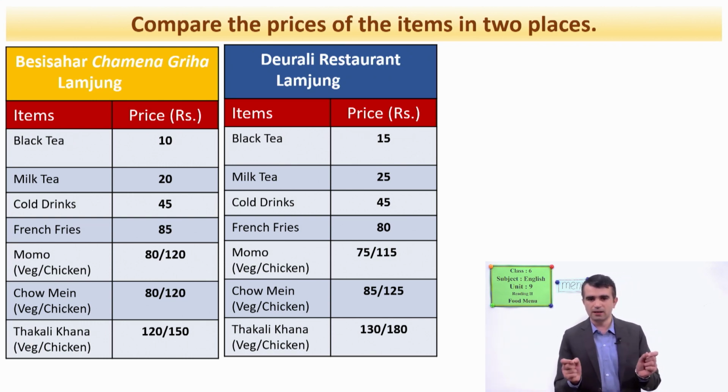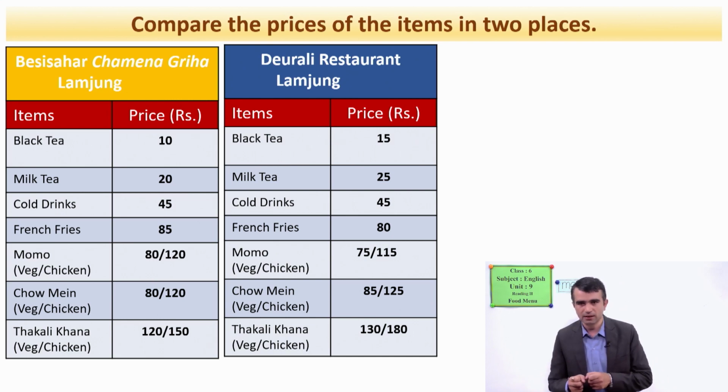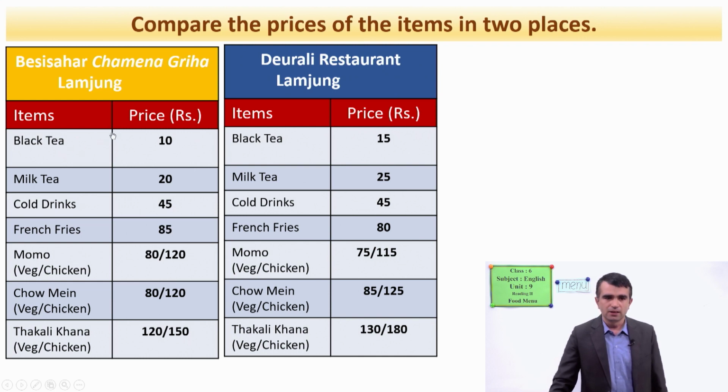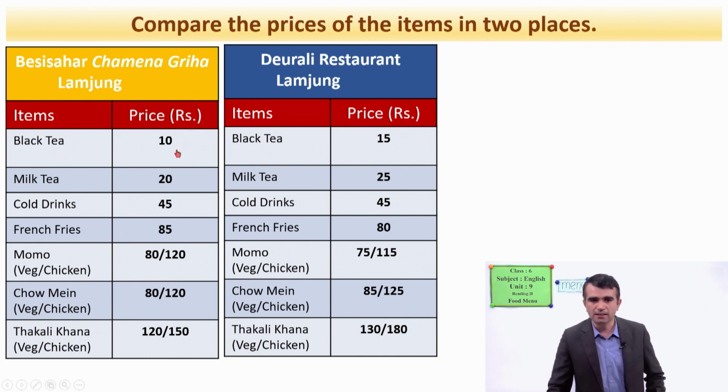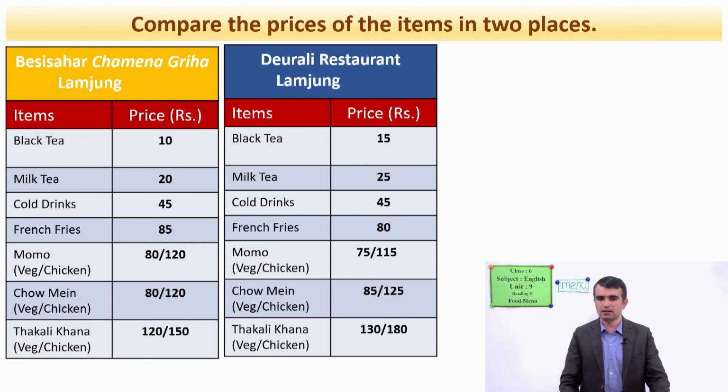Now you can compare their price, where it is cheaper, where it is more expensive. For example, you can see black tea. In Besisar Chamenagriya, how much does black tea cost? It costs 10 rupees. And in Devrali restaurant, how much does it cost? 15. Which one is more expensive then? Devrali restaurant.